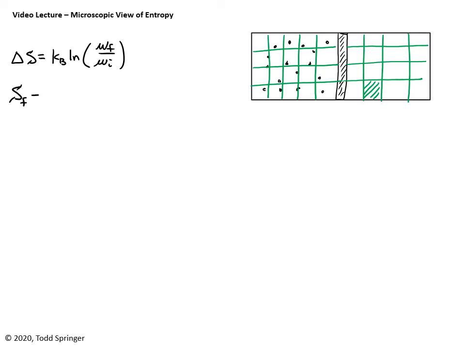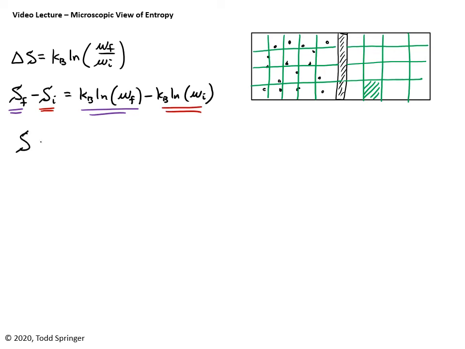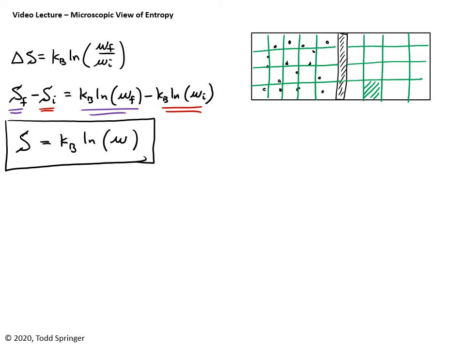Delta S is S final minus S initial. And I can separate out Kb natural log of omega f minus Kb natural log of omega i. And now you stare at this, it's not too hard to identify: this can be S final and this can be S initial. So we're able to identify S, entropy, as Kb natural log of omega. This is Boltzmann's famous formula, which is on his tombstone. It tells you what entropy is.